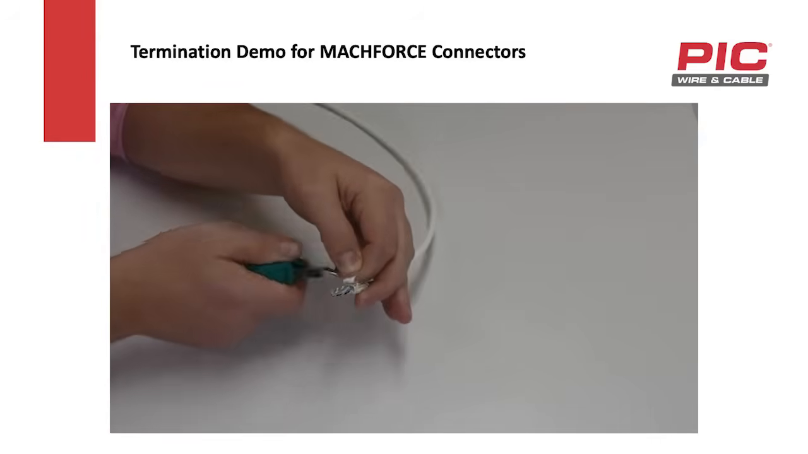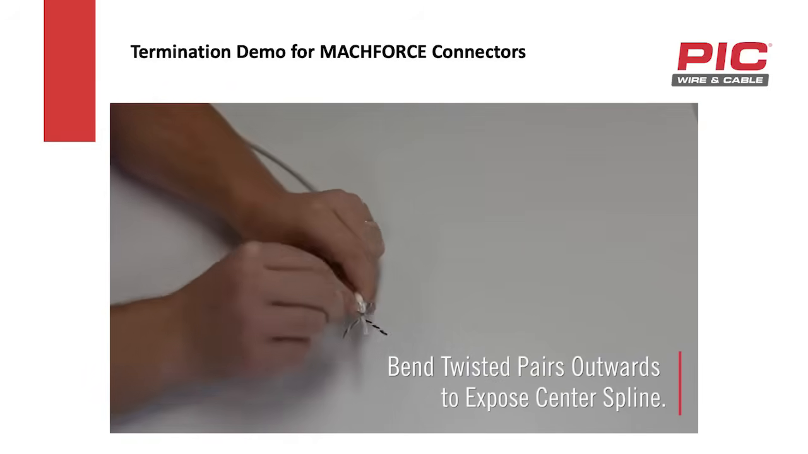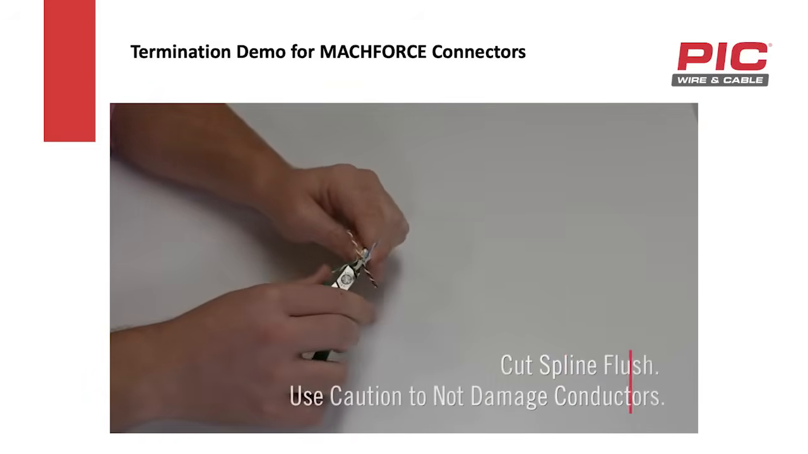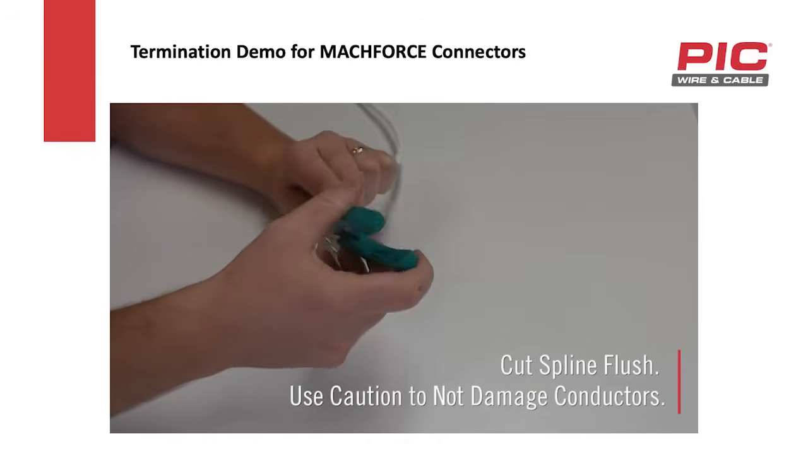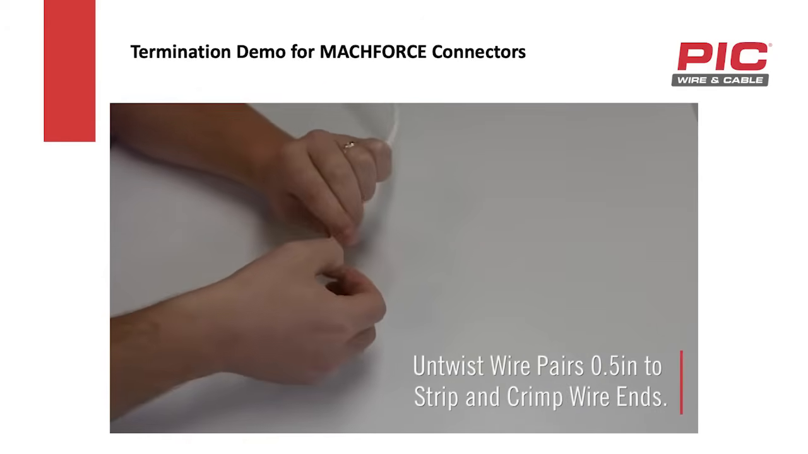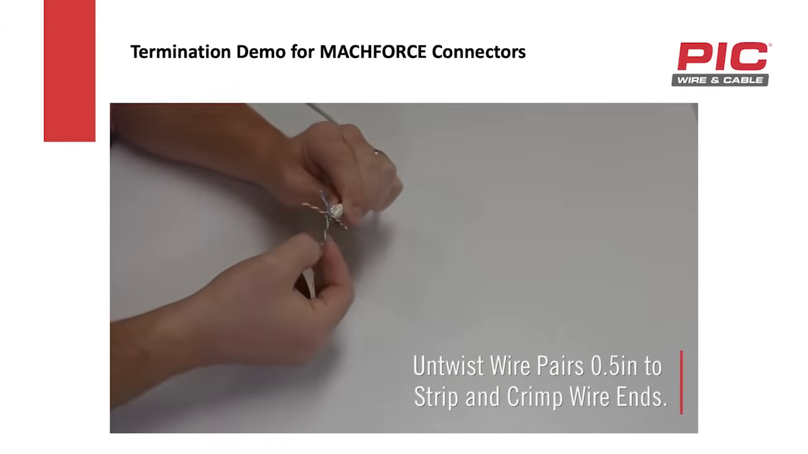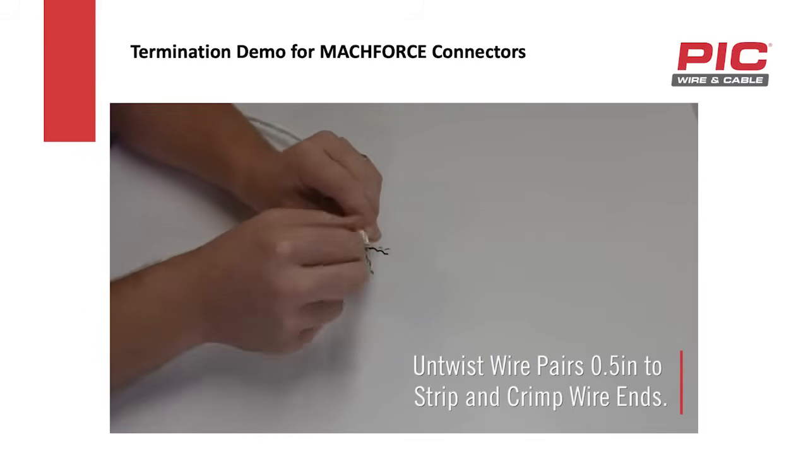Once the foil and tape are removed, bend the twisted pairs outward at 90 degrees to expose the spline. Carefully cut each vein of the spline until it is easily removed. Now untwist the wire pairs approximately 1/2 inch so the wire ends can be stripped and crimped, and strip the wires.